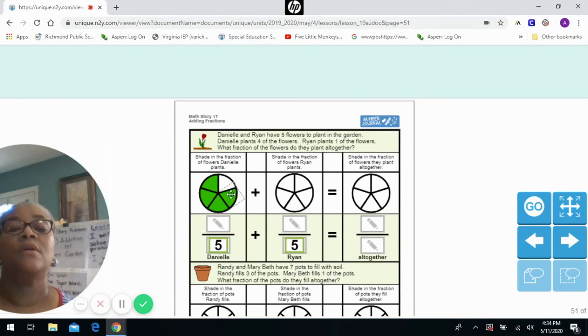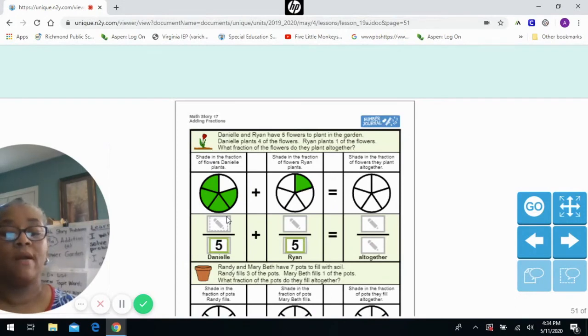1, 2, 3, 4. 1, 2, 3, 4. Okay, and Ryan plants how many? 1. Okay, so we're going to put her number here first. Her number is what? 4. And then the next number is what?